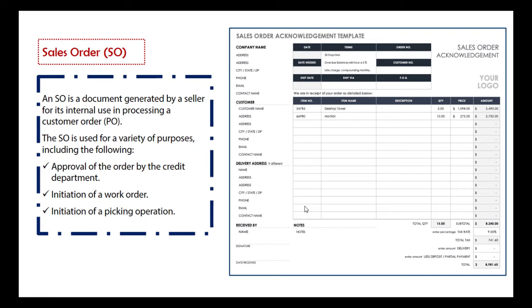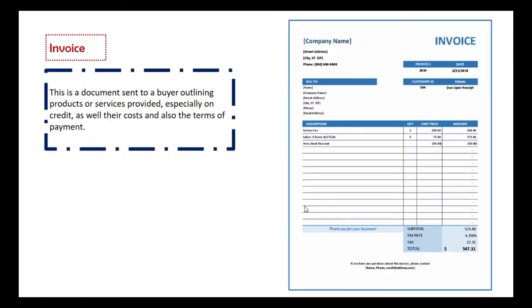Second, initiation of a work order. If the item has to be produced, the sales order will give authorization or permission for production to start. Third, initiation of a picking operation. If the item has to be transported from a warehouse or bought from a third party, the sales order will give it the authority. We have a template of the sales order to the right. Again, kindly take your time to familiarize yourself with it.